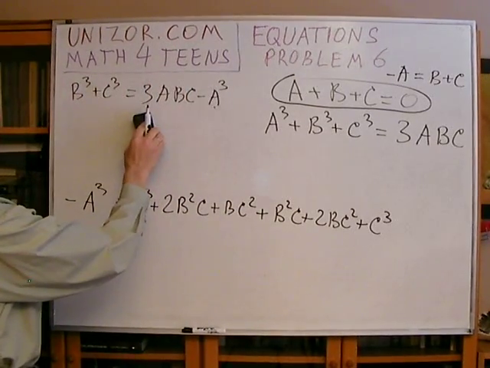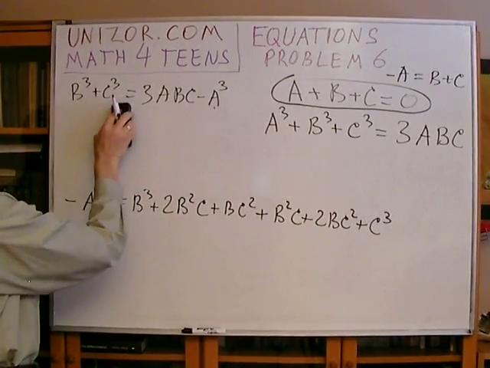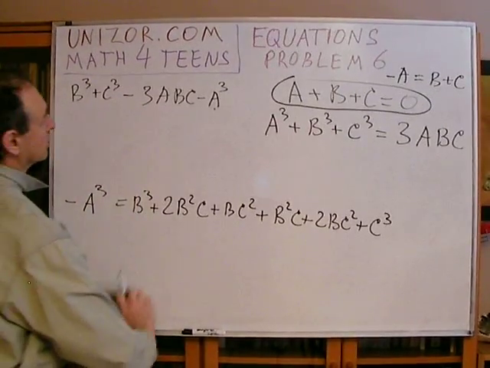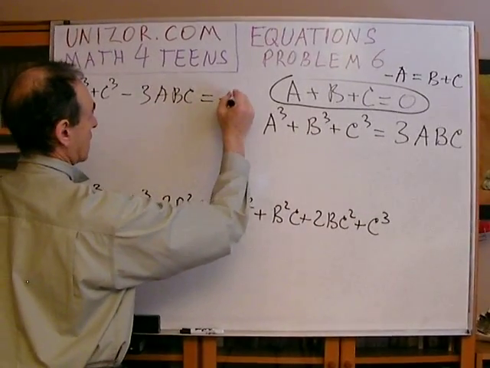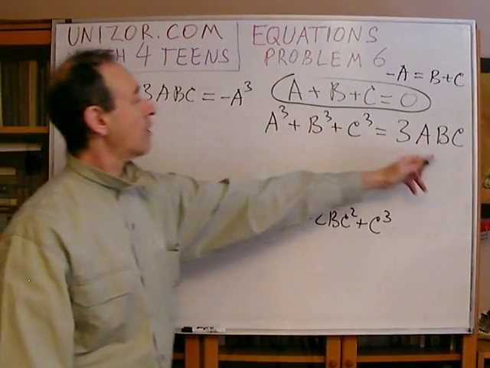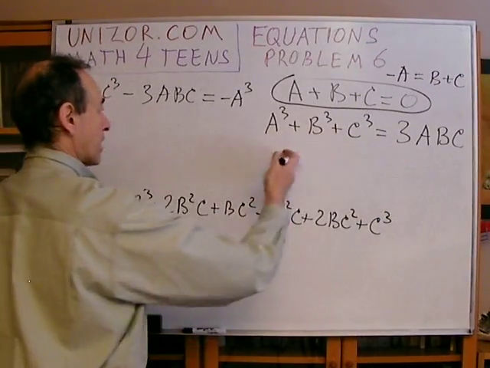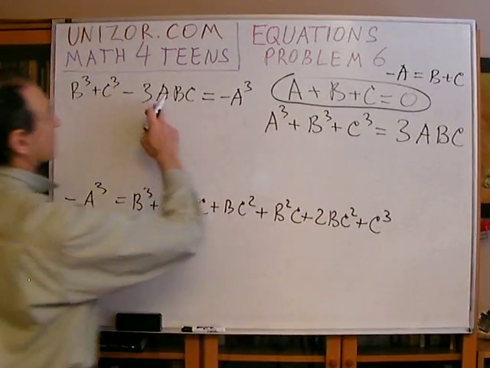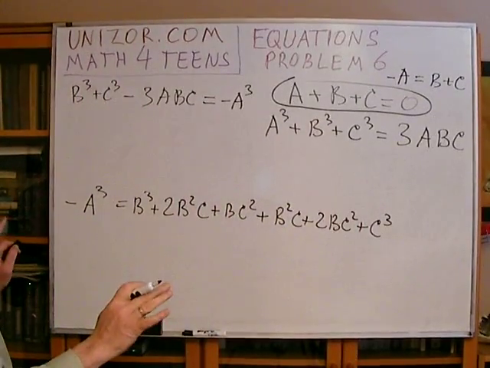And here I will do something similar. I will transfer 3abc to the left part, so it will be minus 3abc. And on the right, I will have minus a cubed. Again, everything is completely identical. I transfer a cubed to the right, 3abc to the left, by subtracting a cubed and subtracting 3abc from both sides. So I will prove this one, and it's easier because there is already a minus sign and a minus sign here. So I don't have to worry about signs, it will always be plus.